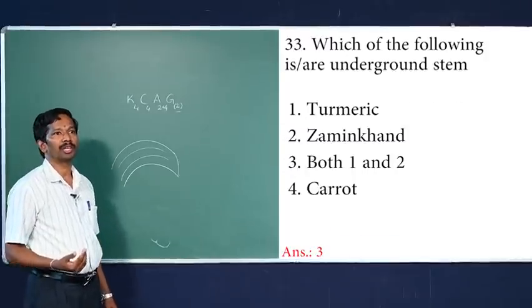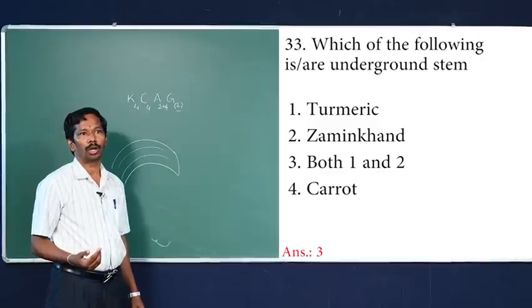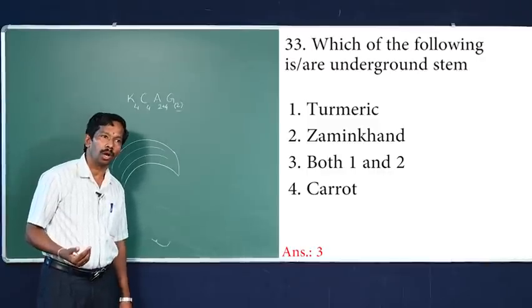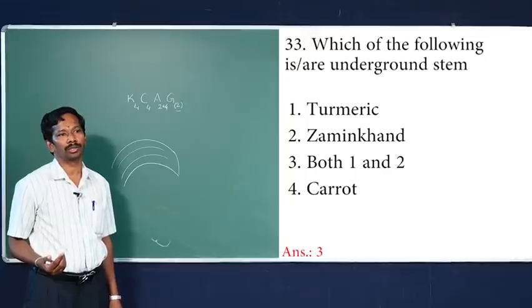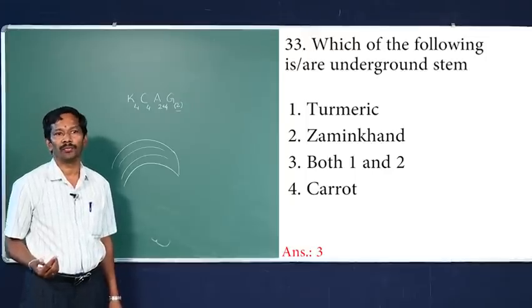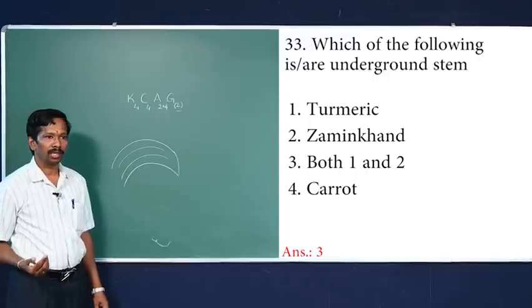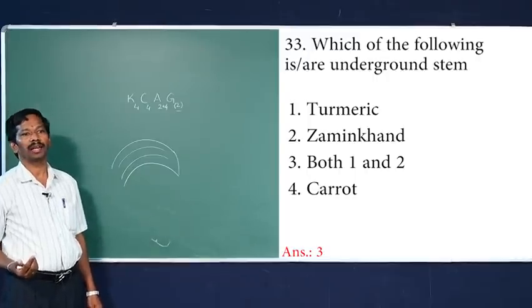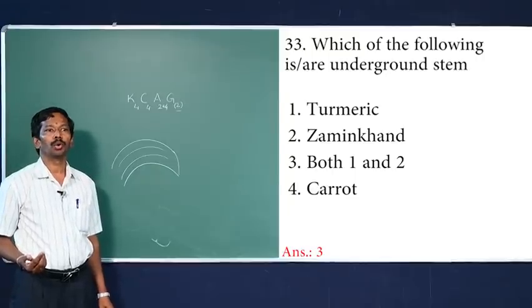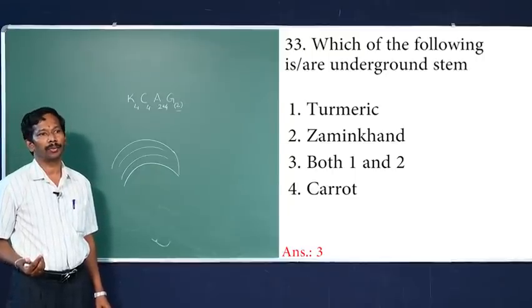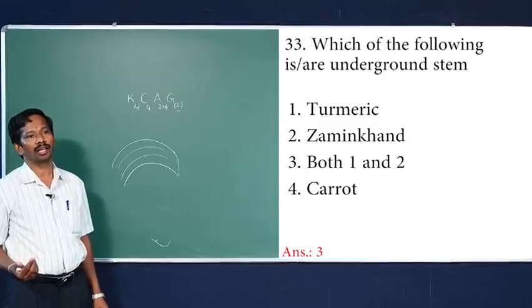Next question 33. Which of the following is or are underground stem? Option 1 is turmeric, second one Zaminkand, option 3 both 1 and 2, and fourth option is carrot. Answer is option 3, because carrot is an underground modification of the root system, a taproot modification. Conical root is the technical term related to carrot, whereas the other two are underground stem modifications. Hence the answer is 3.